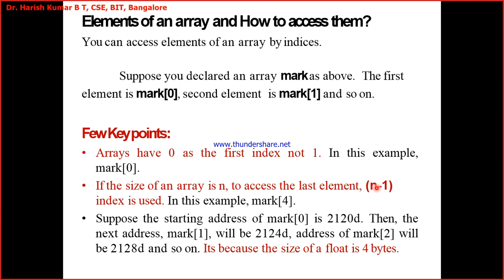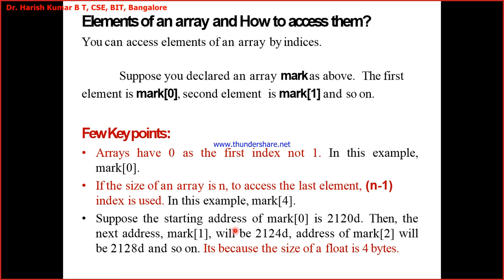Since we are assuming the array index starts by default from 0, the index of the last element would be n minus 1. So for the previous example, mark of 5 we had taken, and we have the last element of this array stored at mark of 4.